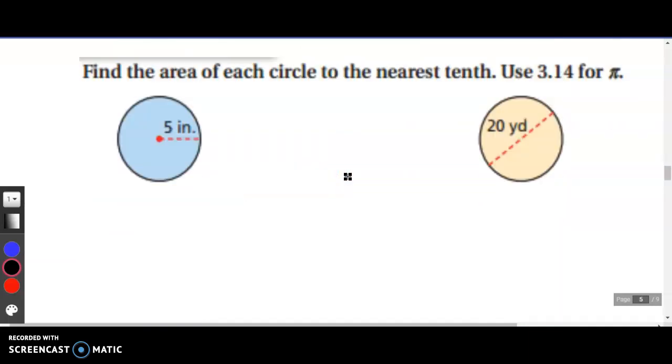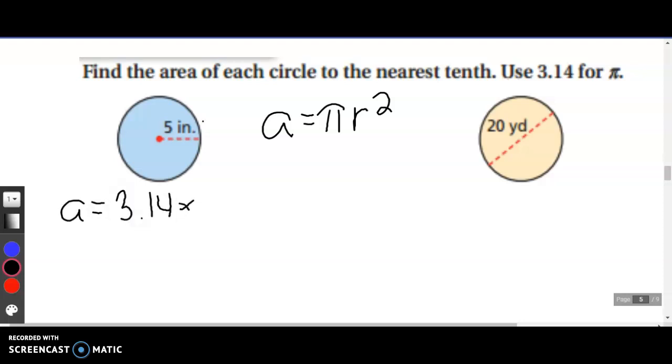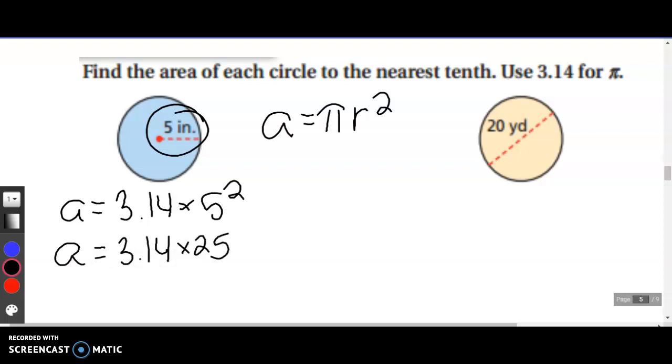Circles, again, all circles, area equals pi r squared. We're going to use 3.14 for pi. Okay? So this would be area equals 3.14 times, this is the radius, 5 squared. You do 5 squared first, which is 25. And 3.14 times 25 is 78.5. And the label would be inches squared.